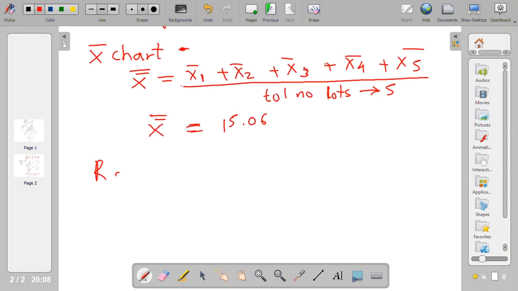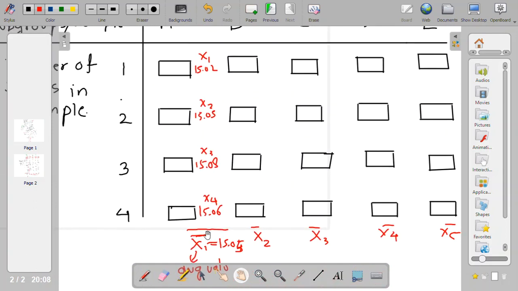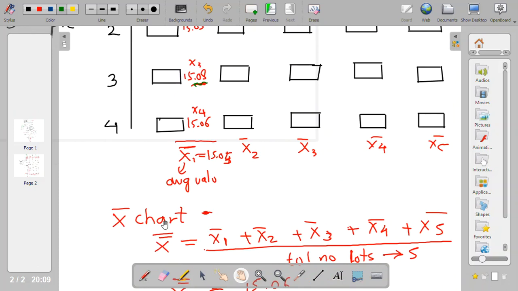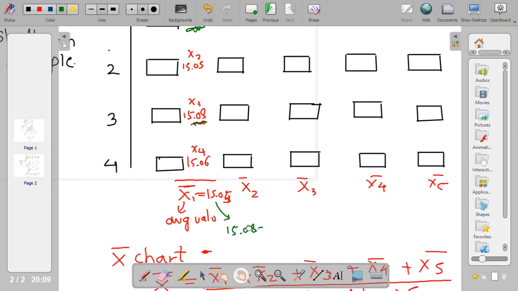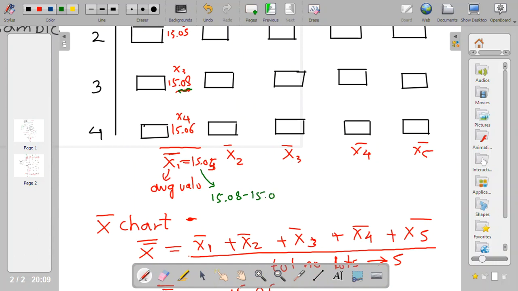Now, the R chart. What is the R chart? R means range. So how are we finding the range? Range is the difference between the largest or maximum value and the minimum value. Here, 15.08 minus 15.02 equals 0.06. So this is the value of the range.